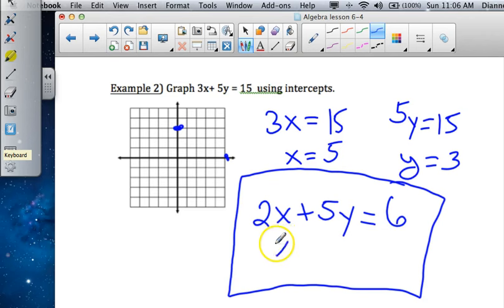So the answer would be x equals 3 would be your x-intercept, but your y-intercept is 6/5 or 1.2. Are you going to be able to find exactly 1.2 on your graph? So that might be a limitation you might consider.